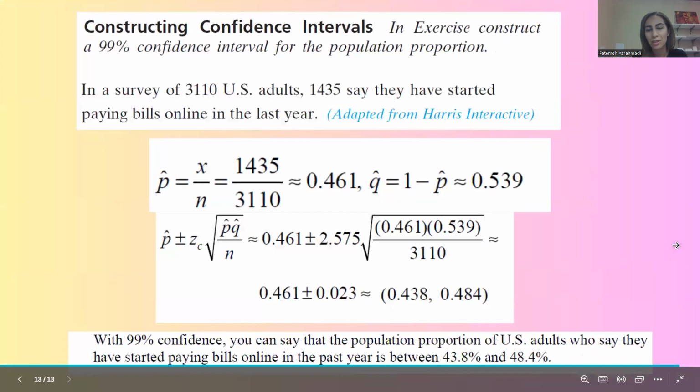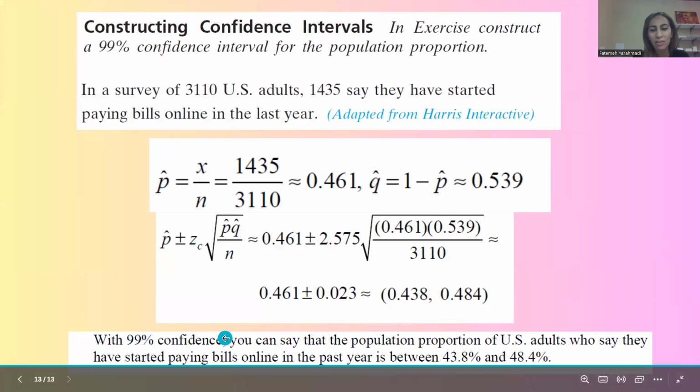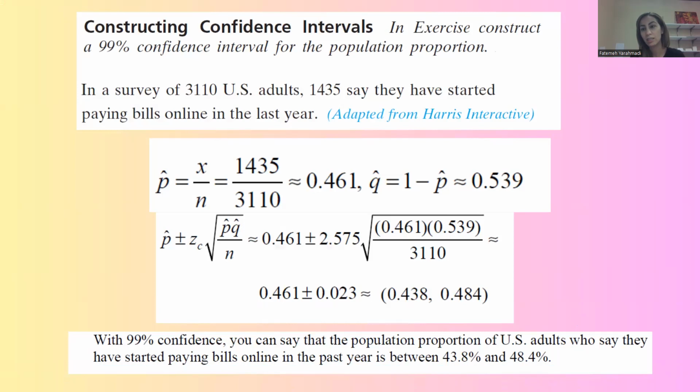But what is the interpretation? With 99% confidence, we can say that the population proportion of US adults who say that they have started paying bills online in the past year is in between 43.8% and 48.4%. We are not exactly 100% confident because this is the sample. We got the information from a sample.